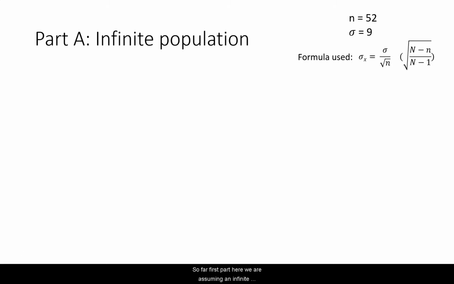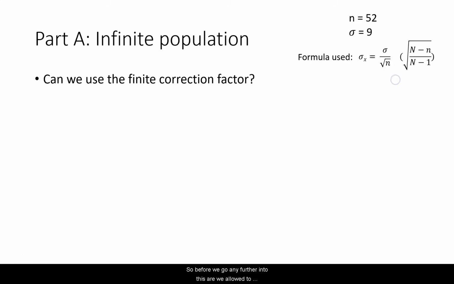So for our first part here, we are assuming an infinite population. I left the formula for standard error in our terms up in the top right corner in case you need to refer to it as we go. It will also be there for the other parts as well. So before we go any further into this, are we allowed to use the finite correction factor in this case? Take a second, pause, and try to see if you can figure it out.